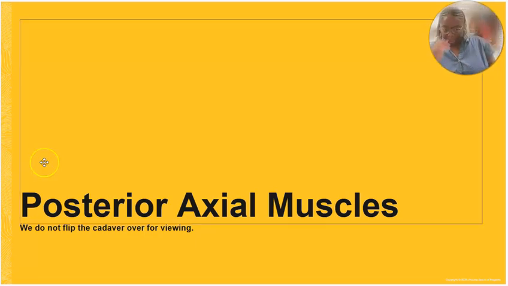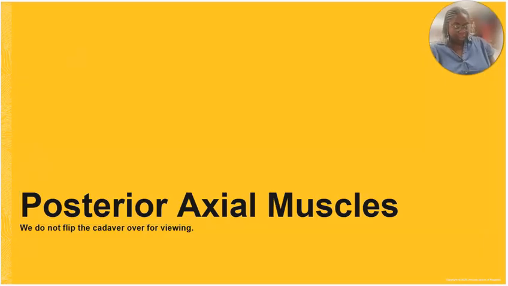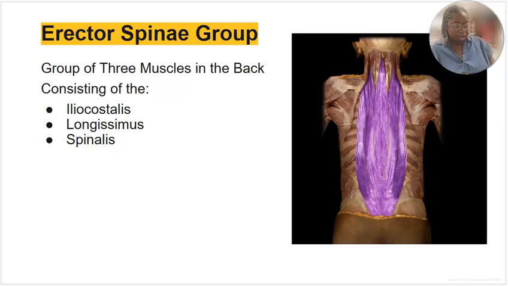All right. Hi, everyone. We're going to do posterior axial muscles. This is part 3 of the axial muscles portion. All right, so going into it, we have the erector spinae group to start us off.